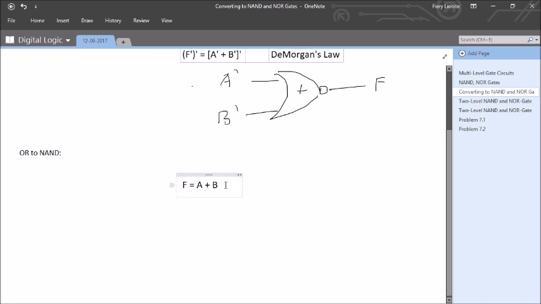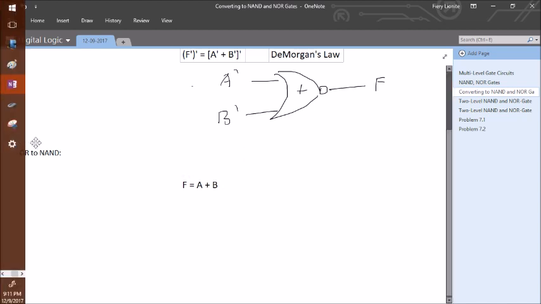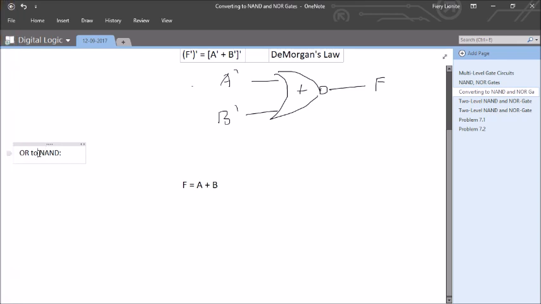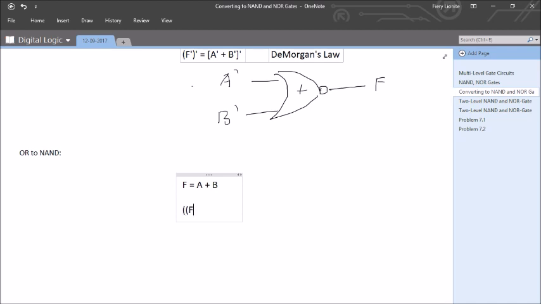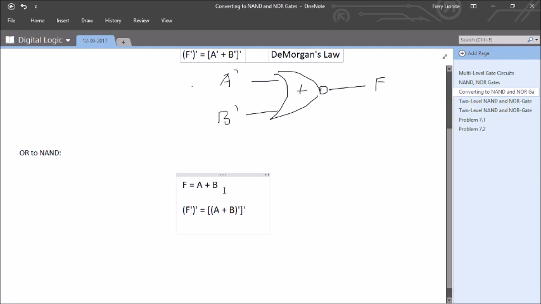Now we can apply the same steps when converting an OR gate to a NAND gate. So first, we apply the F double prime rule. F double prime is equal to (A plus B) prime prime. And then we apply De Morgan's rule.